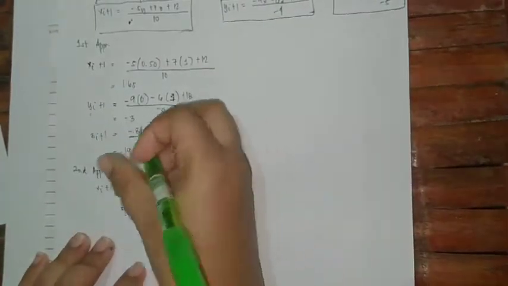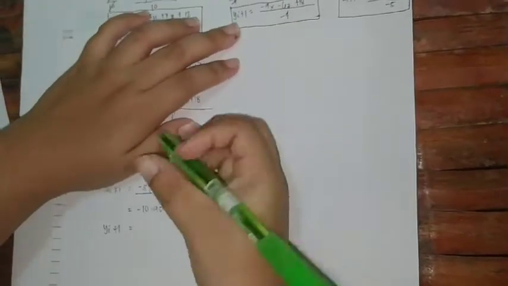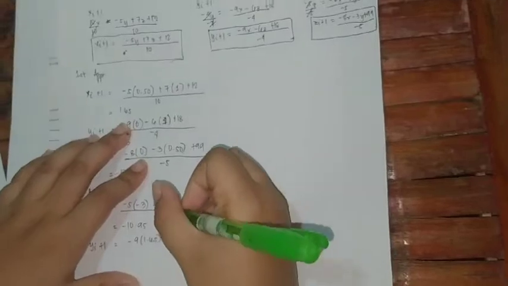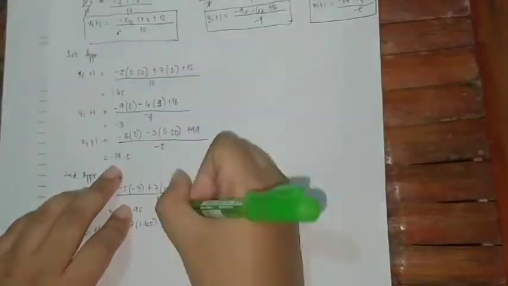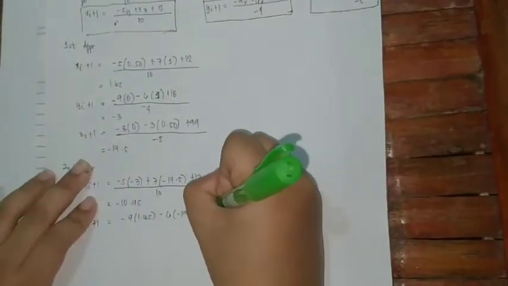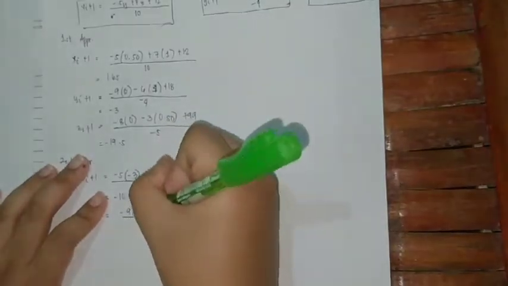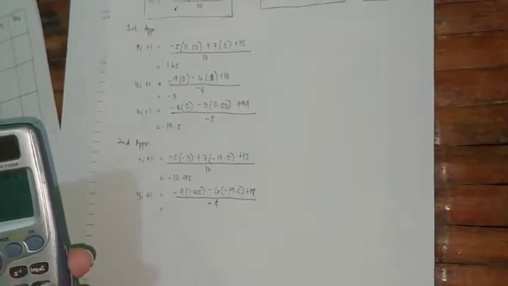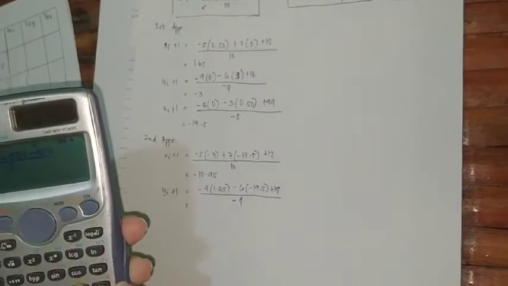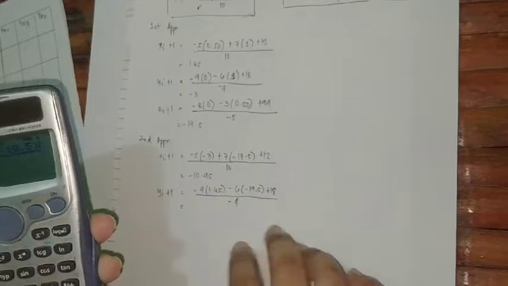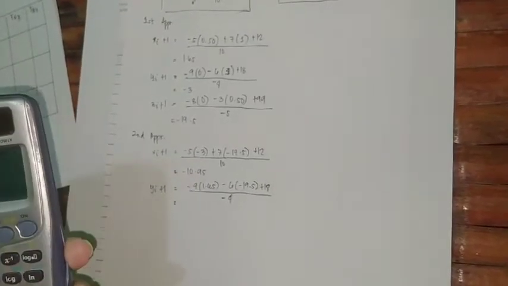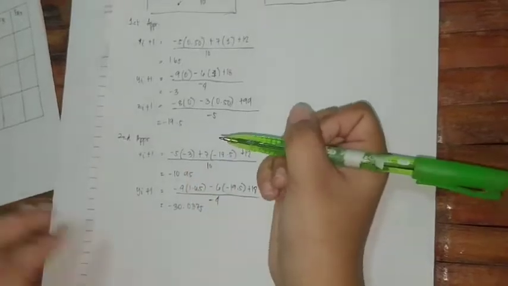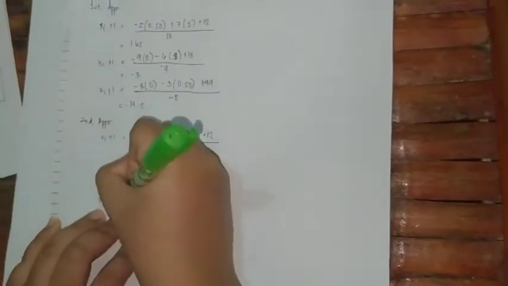Now for the second one, which is y sub i plus 1, we have negative 9 multiplied by the x, which is 1.65, minus 6z, which is negative 19.5, plus 18 divided by negative 4. So negative 9 times 1.65 minus 6 times negative 19.5 plus 18 over negative 4. So we have negative 30.0375.